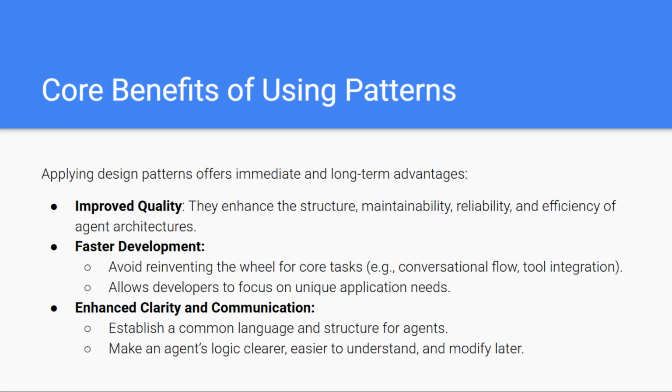So, why do agentic design patterns matter so much? What do they actually give us beyond theoretical structure? Benefits are both immediate and long term. First, they significantly improve quality. Patterns help shape the overall architecture of an agentic system, making it more maintainable, more reliable, and more efficient. Instead of messy or improvisational designs, patterns enforce structure. They give your agents a solid backbone.